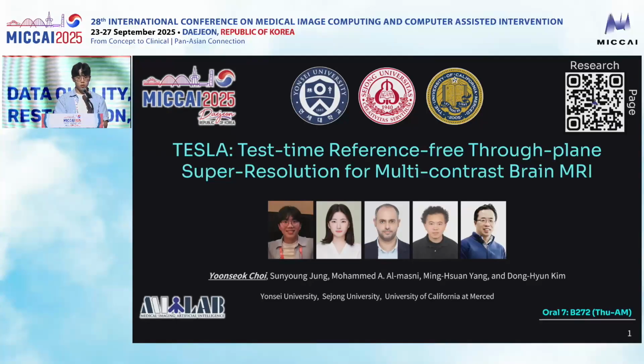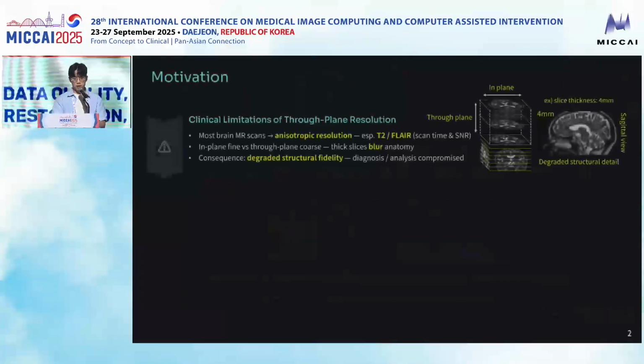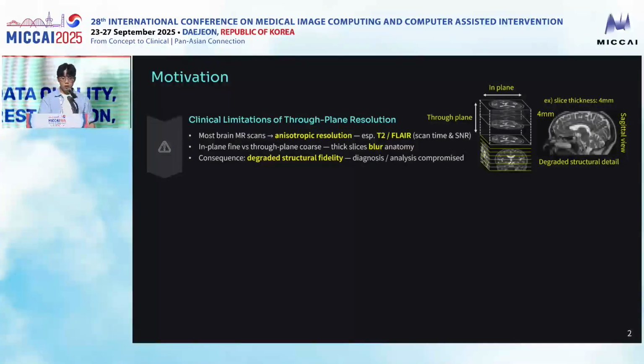Okay, thank you for the introduction. Let me begin with the motivation behind this study. Most brain MR scans, especially T2 and FLAIR, are acquired with anisotropic resolution, which means the in-plane resolution is fine, but the through-plane one is much coarser. This is done to save scan time and preserve SNR. But it comes at a cost, which is degraded structural fidelity, which limits accurate diagnosis and analysis.